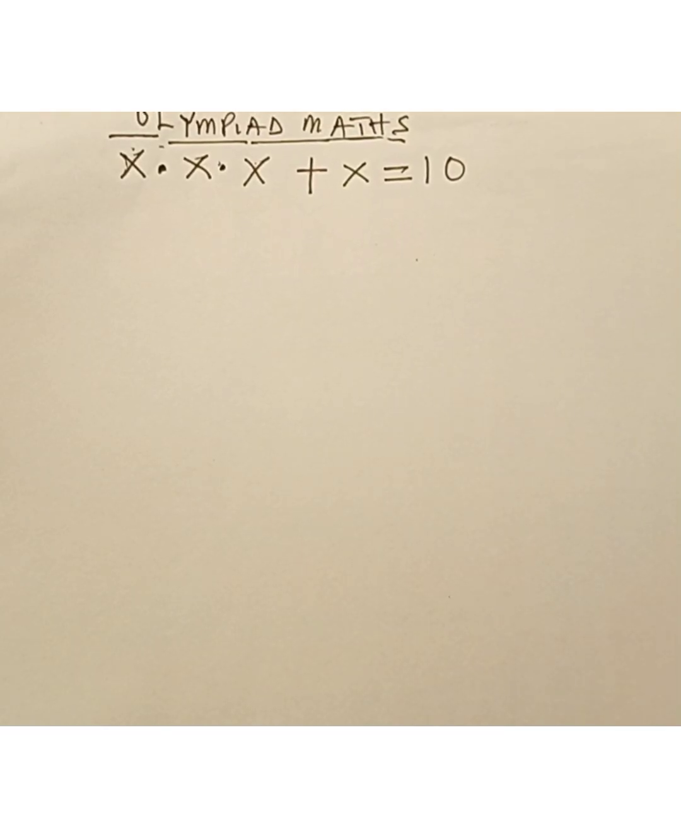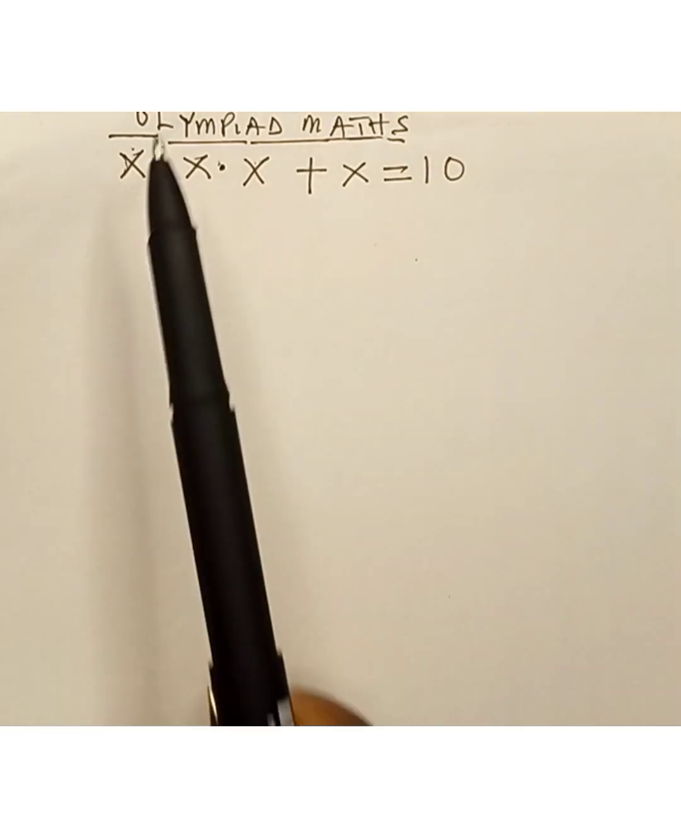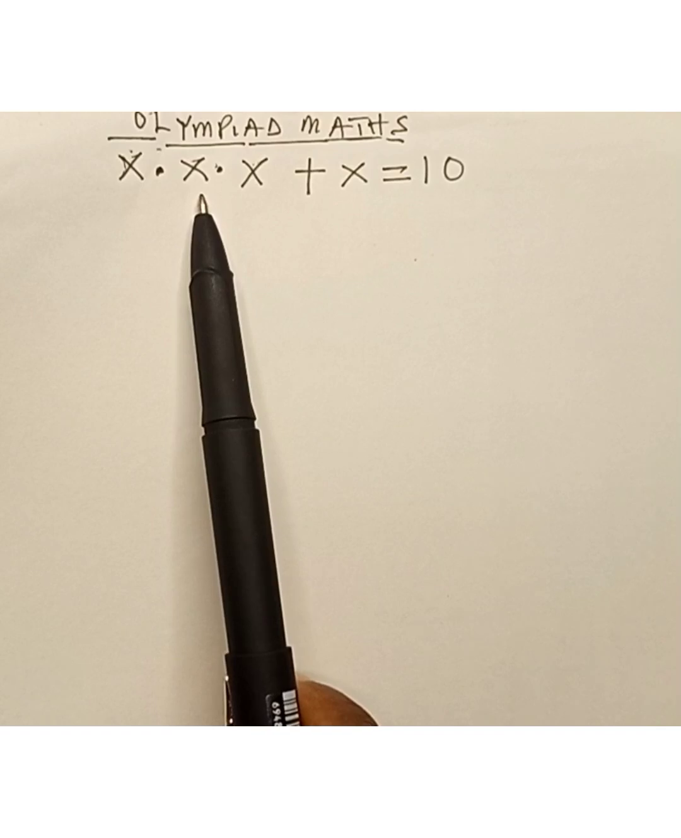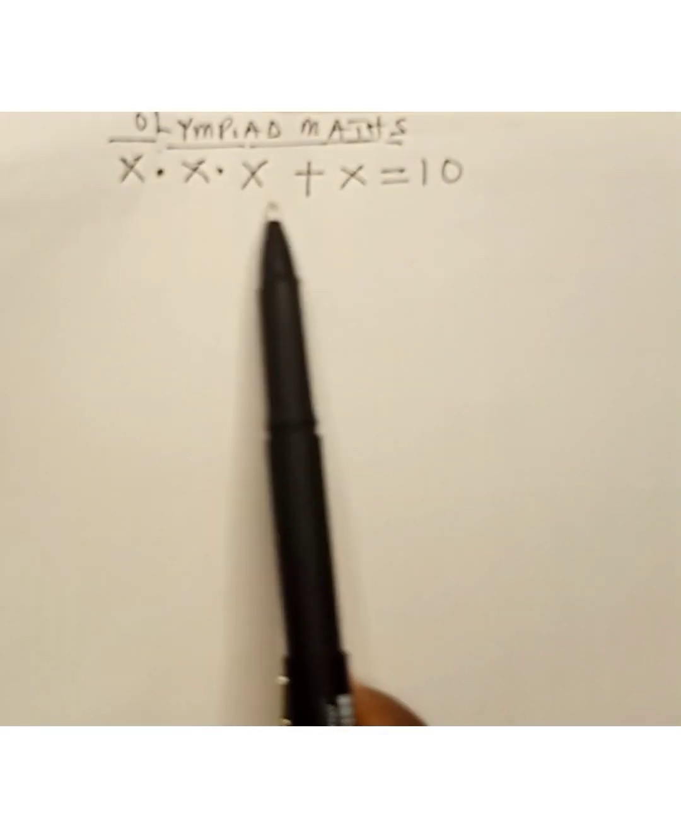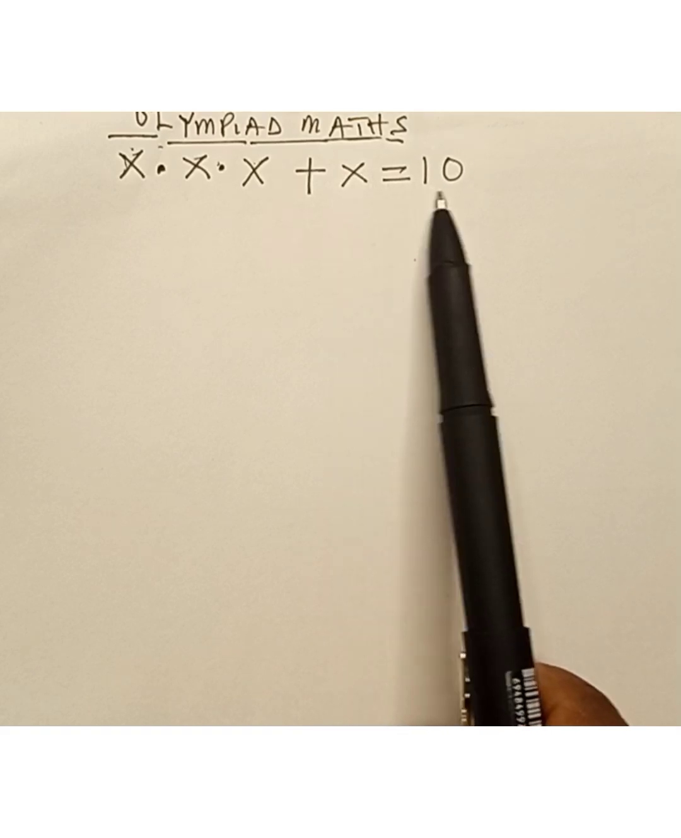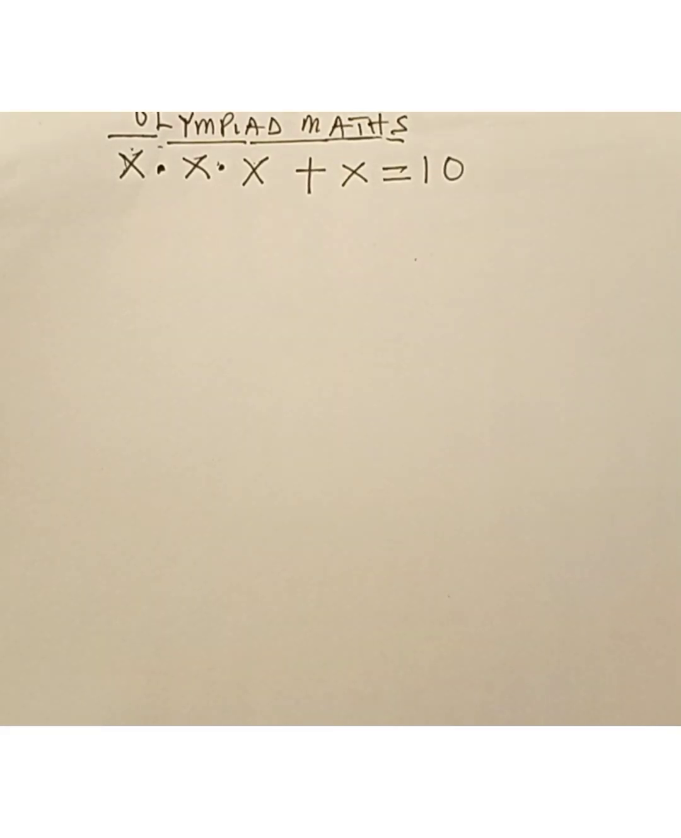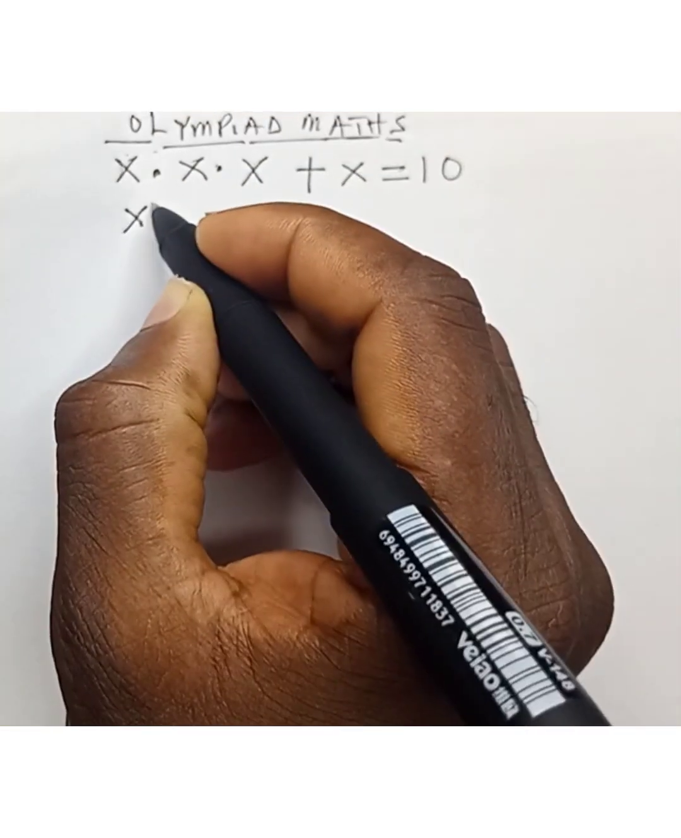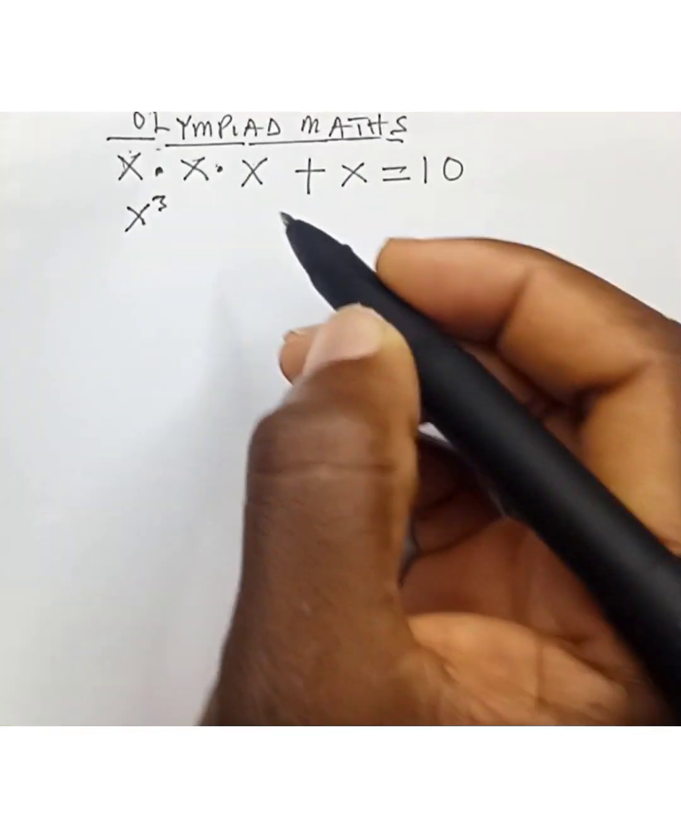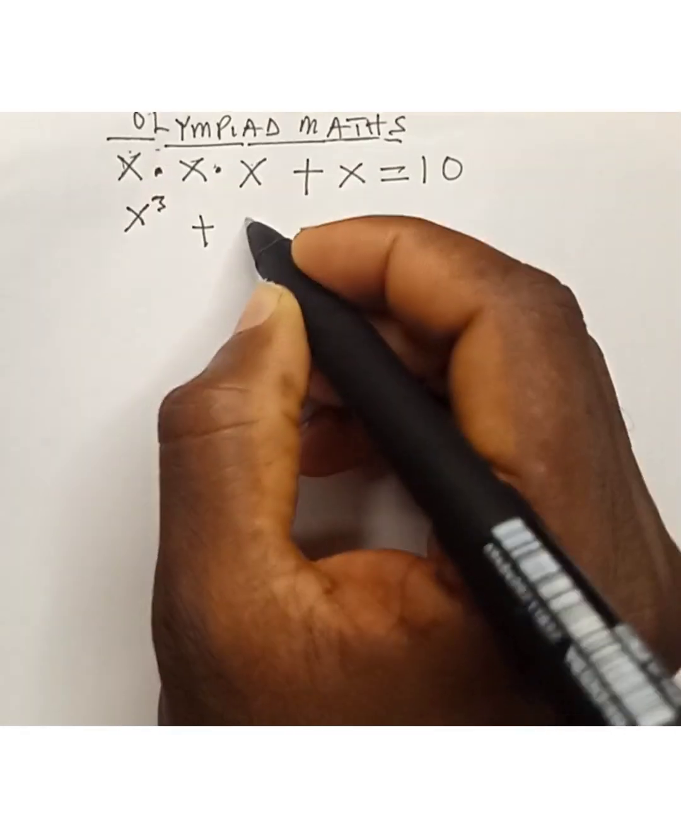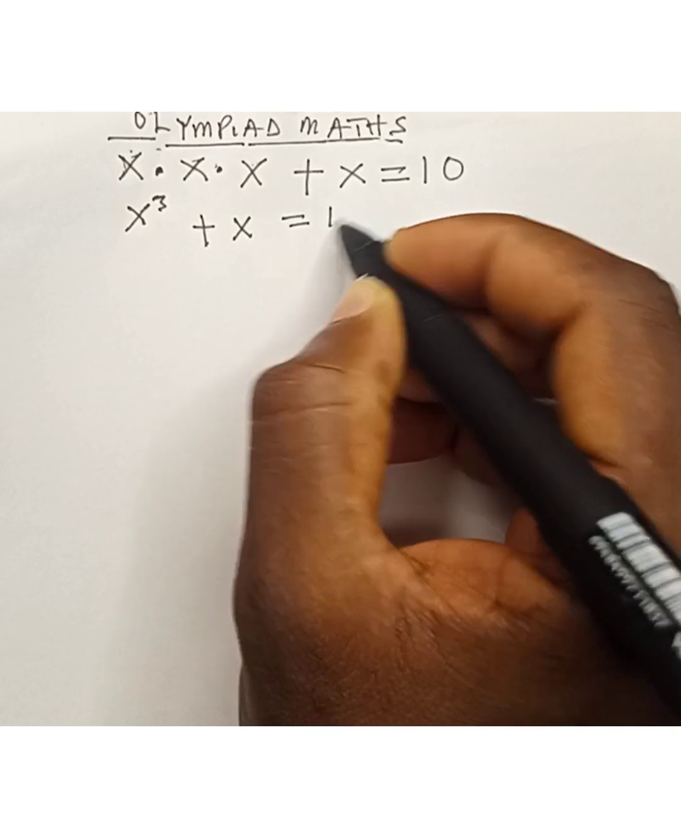We are asked to solve this Olympiad math question. Olympiad math. X times X times X plus X equals 10. So for us to solve this, X times X times X is going to have X raised to power 3 plus X equals to 10.